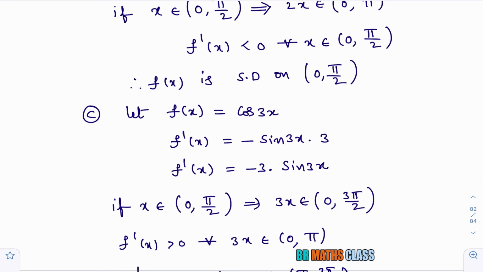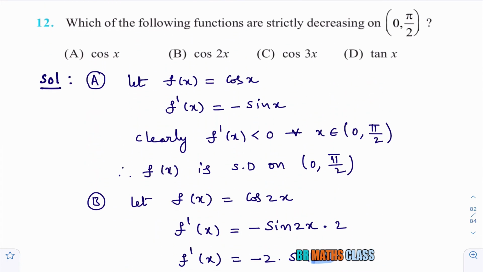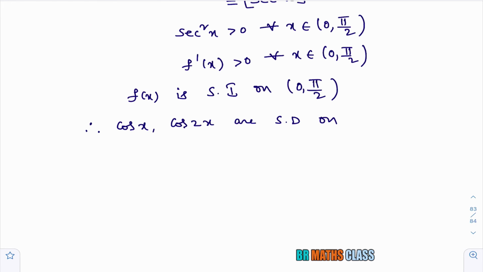Actually, in this question, what they are asking? They are asking that which of the following functions strictly decreasing? You see, this is strictly decreasing, this is strictly decreasing, this is neither strictly increasing nor strictly decreasing, this is strictly increasing. Which of the following functions are strictly decreasing means this a and b are strictly decreasing functions on this interval. Therefore cos x, cos 2x are strictly decreasing on open interval 0, pi by 2.